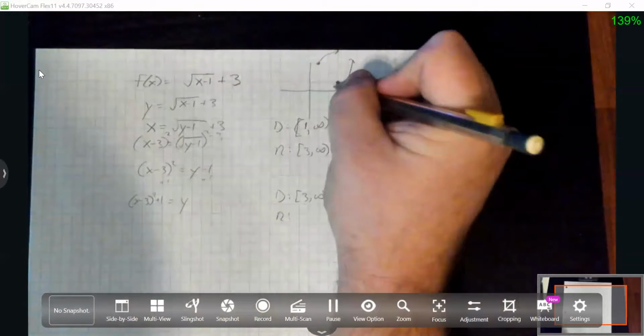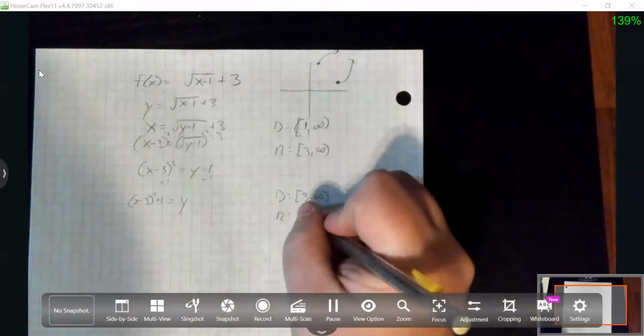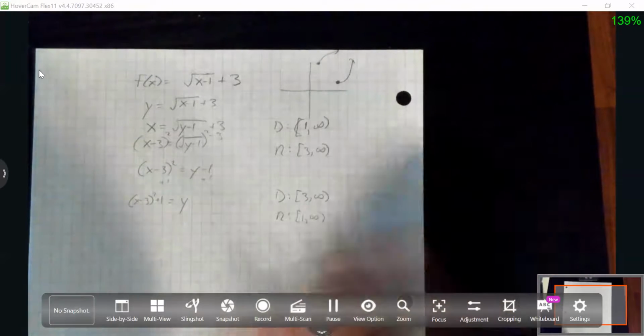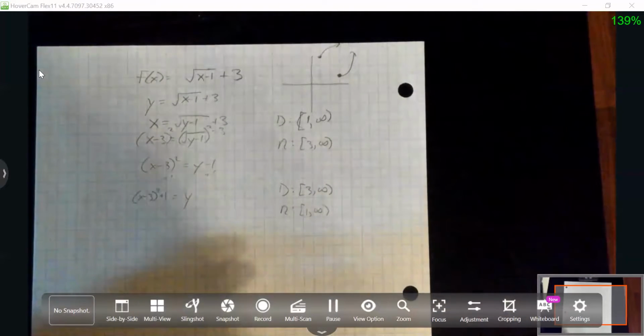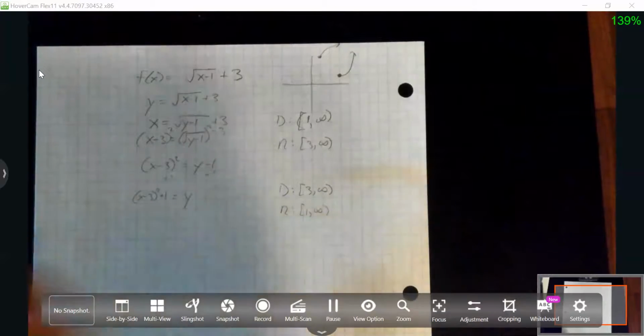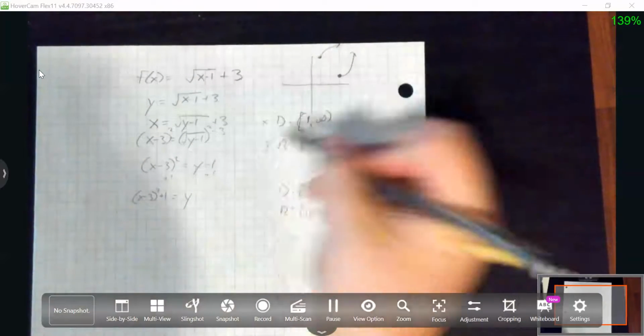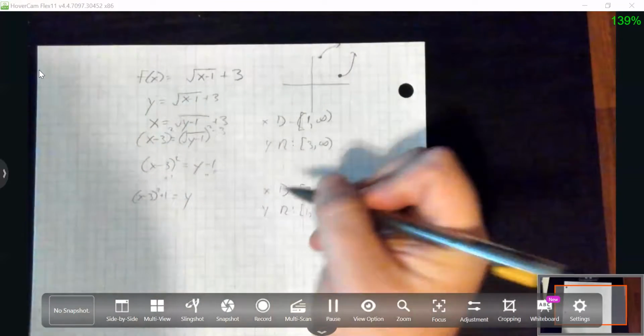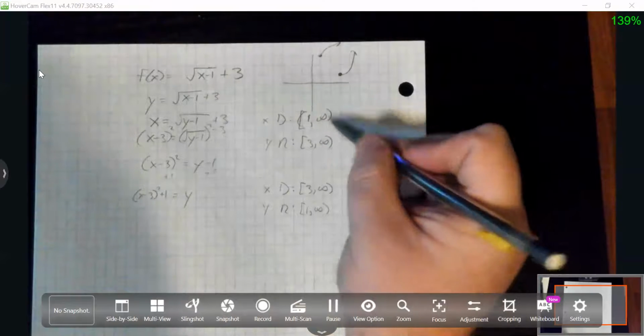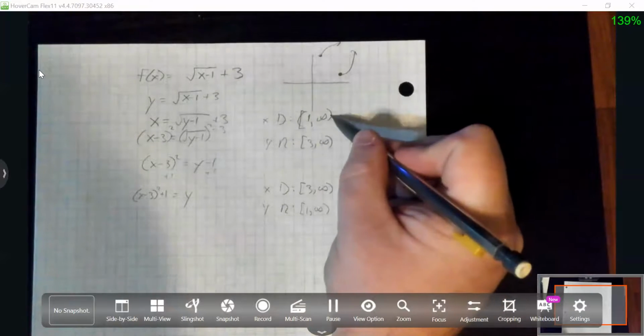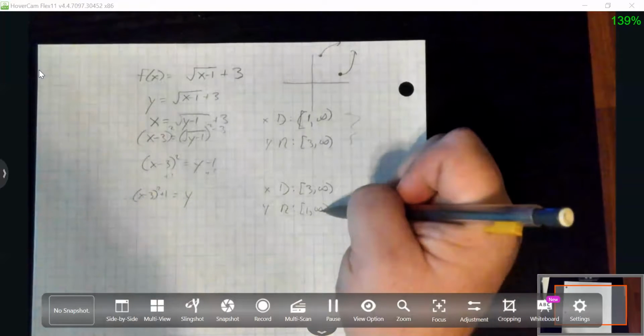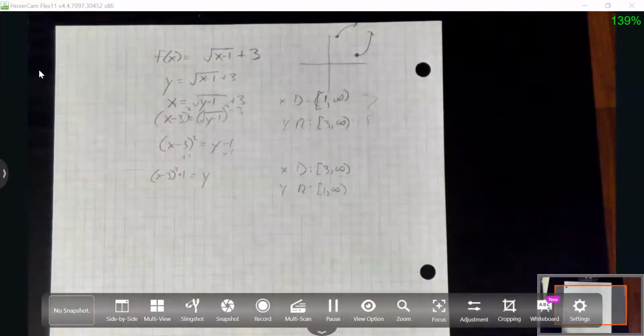My range was here at 1, and then went up forever. And this is actually the pattern that we should see. Inverses are kind of the opposites. Remember, x and y, but part of our inverse process is switching x and y. So of our original function, the domain, when we did the inverse, became the range. The range became the domain. It flip-flopped. So be aware of that as you go along.